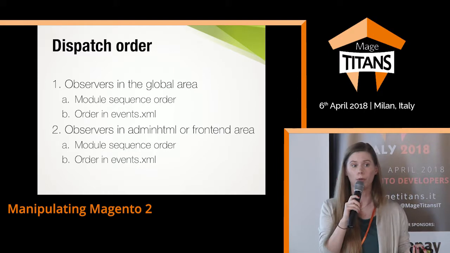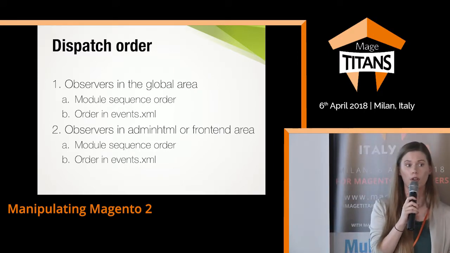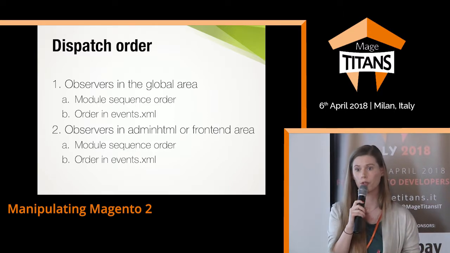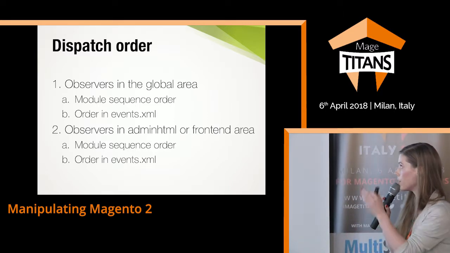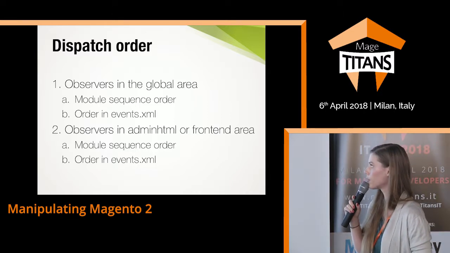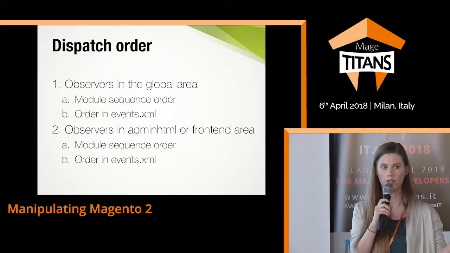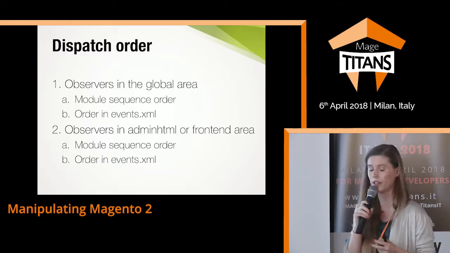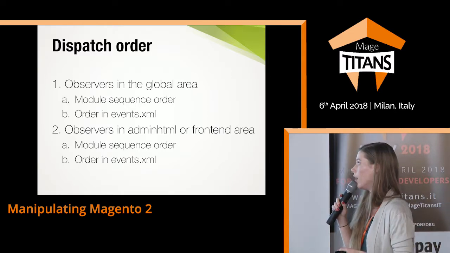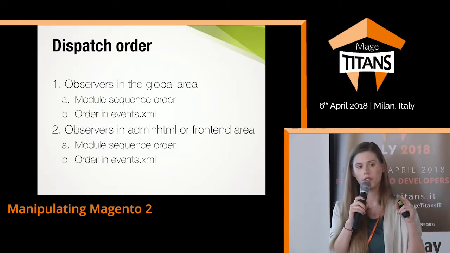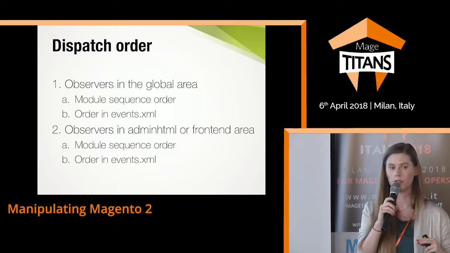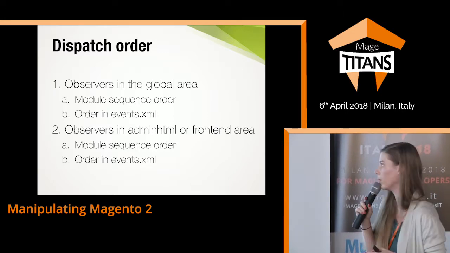Now, because we talked about order before, let's talk about the dispatch order of observers, because you can, of course, have multiple observers for the same event. How is this order defined? First of all, you have observers in different areas. You have the global area, you have a front-end area, you have a back-end area. Always the observers defined in the global area will be called first, and then all the observers in the admin or front-end area will be called.